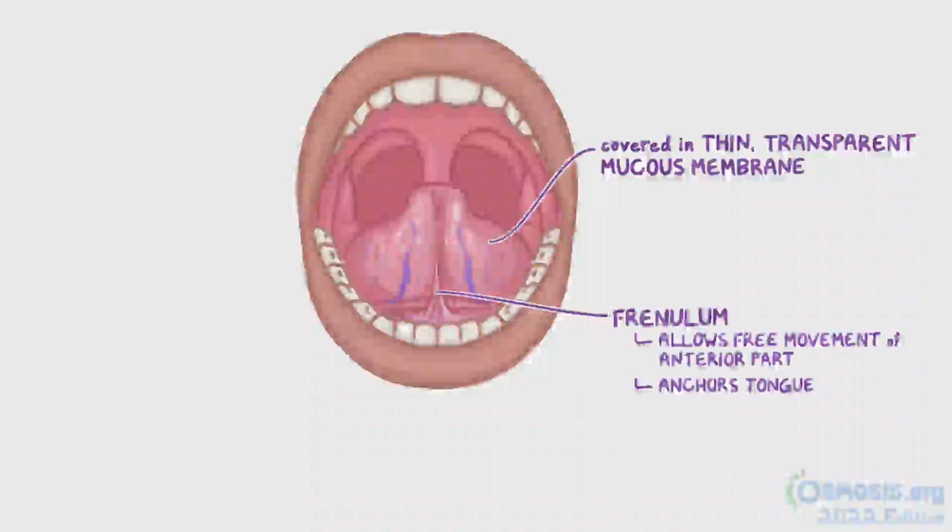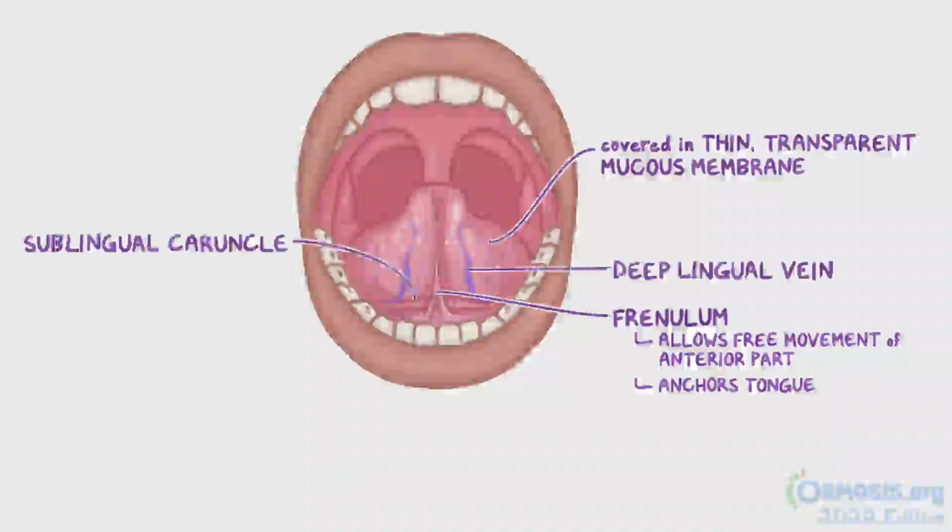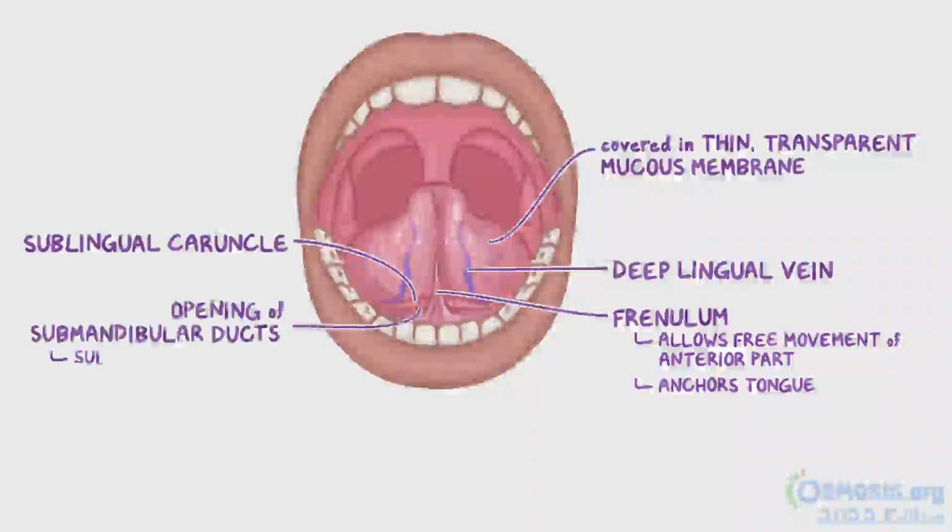the mouth. On each side of the frenulum, you can actually see a deep lingual vein and a sublingual caruncle, which is a small swelling of tissue. The sublingual caruncles on each side contain the openings of the submandibular ducts, through which the submandibular salivary glands empty their contents into the oral cavity. Try looking for these structures on yourself by looking in a mirror and lifting up your tongue.